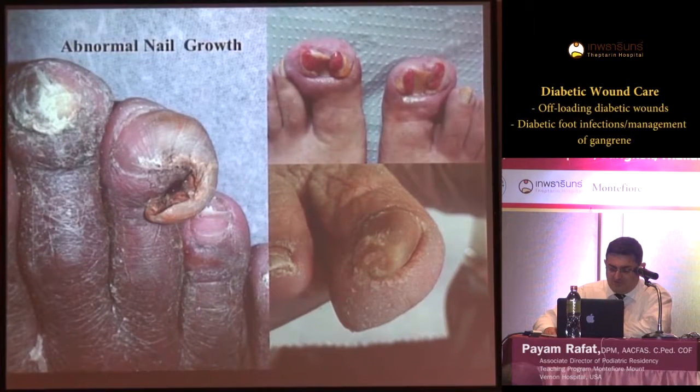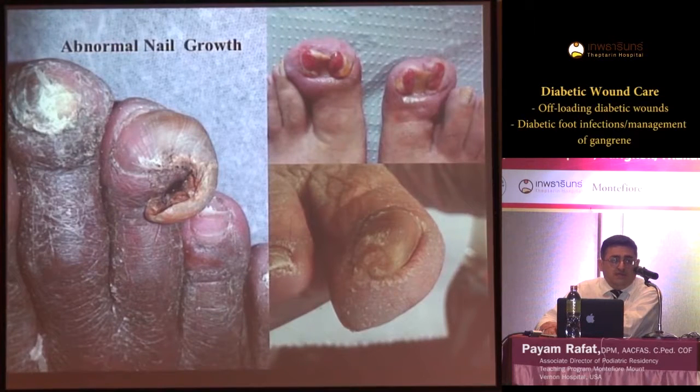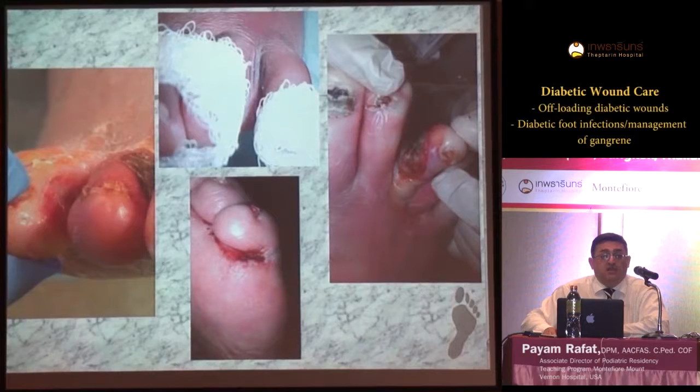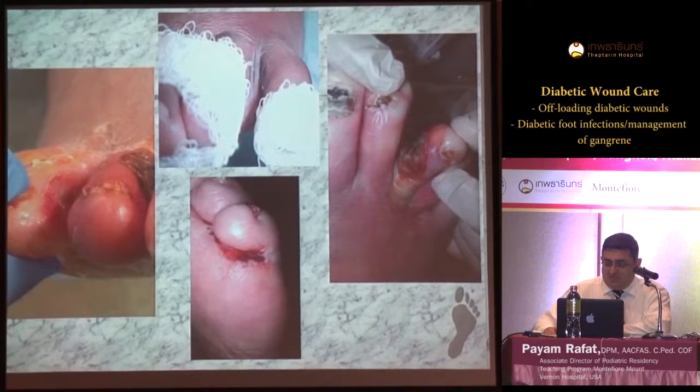Assess for nail growth abnormalities, ingrown nails. Oftentimes, because of the decrease in sensation, they may not notice that they have ingrown nails and it's digging into their skin and causing an infection. Very important to check between the toes, because that's a common area where infections and ulcerations may be hidden.